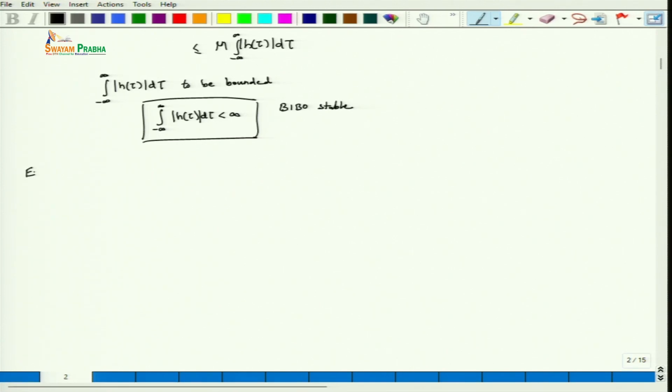Now let us take an example. So let us consider a simple electrical circuit here which consists of just one capacitance.